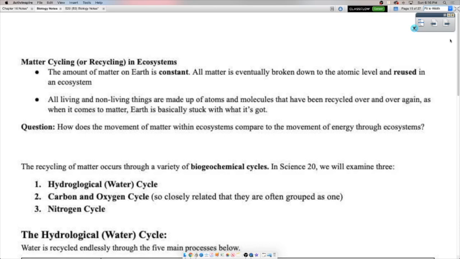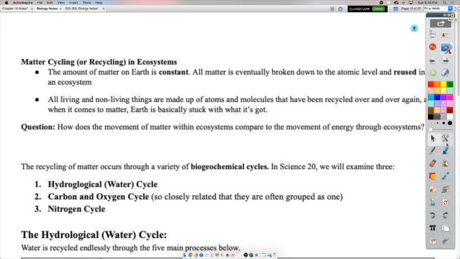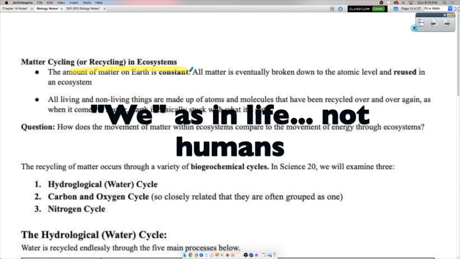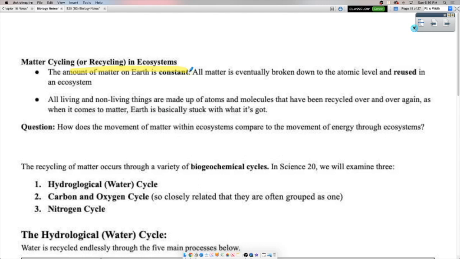The amount of matter on Earth is constant. Constant just means it doesn't change. We are stuck with what we've got. So why don't we run out? Why have we not drunk all the water yet? We know from geology we've been here for a few billion years now. How come living things have not drunk up all the water? Well, it's being recycled.